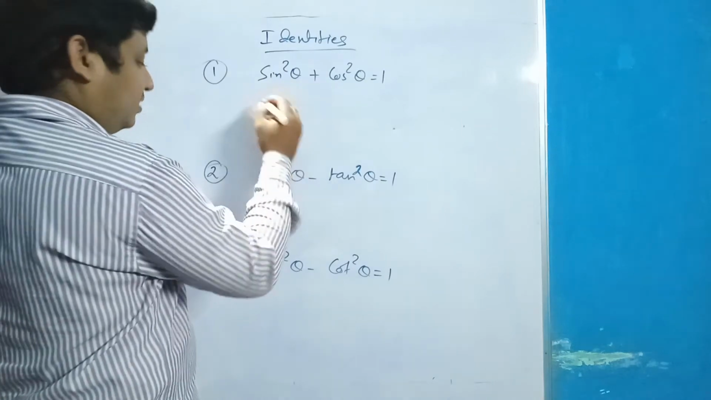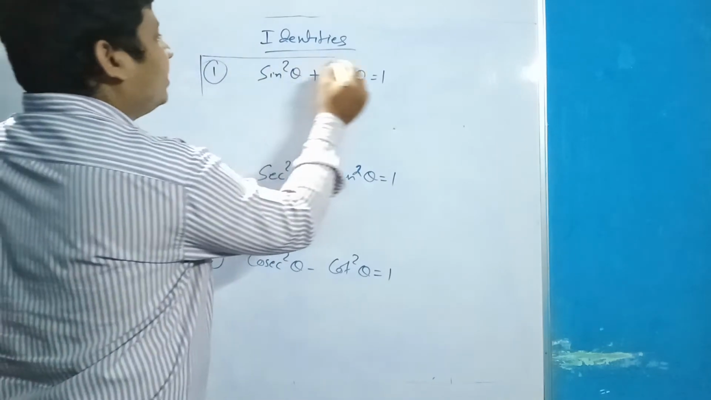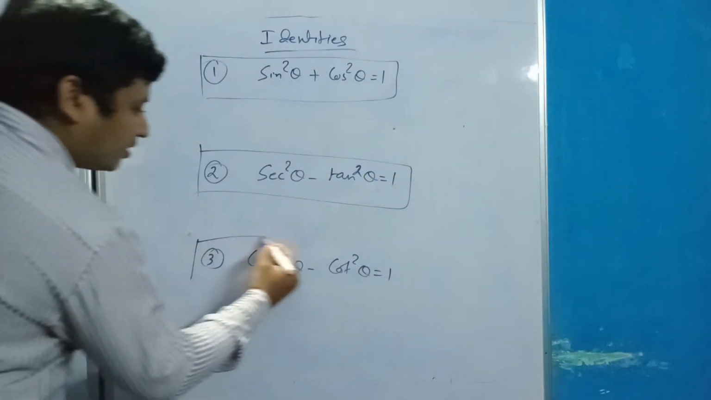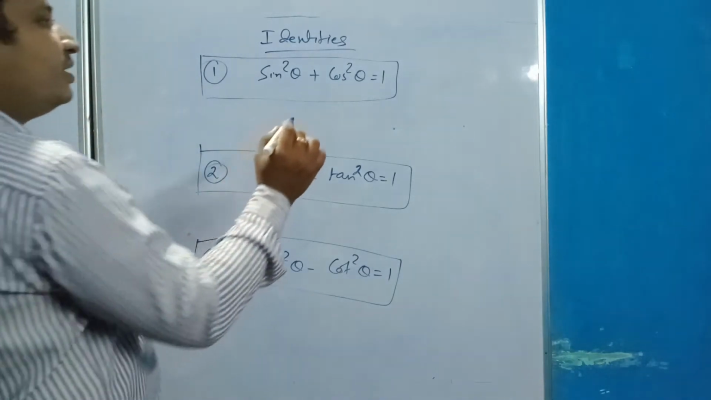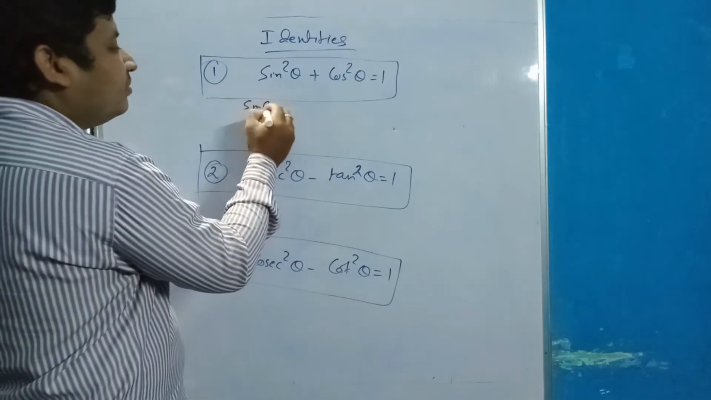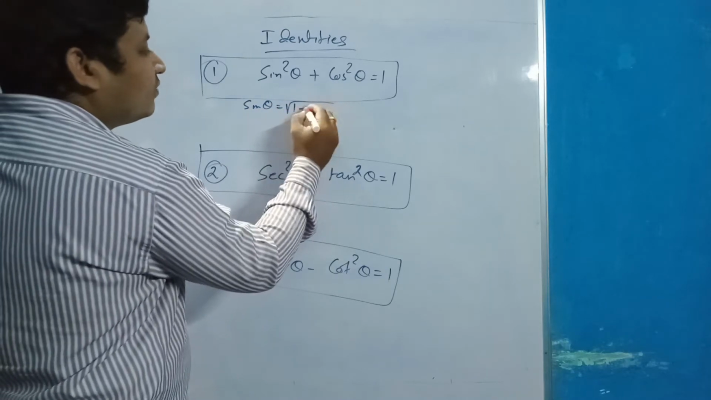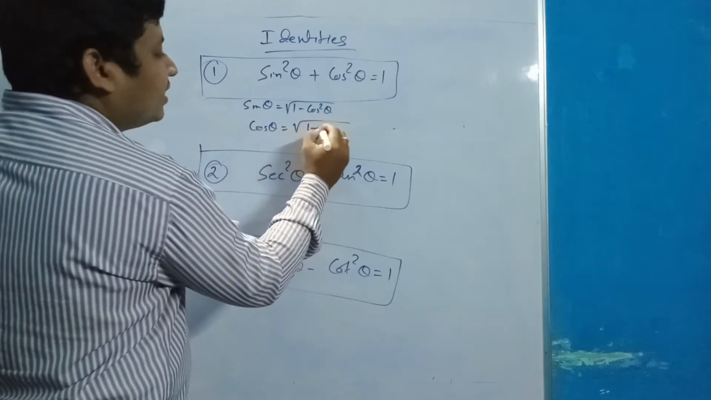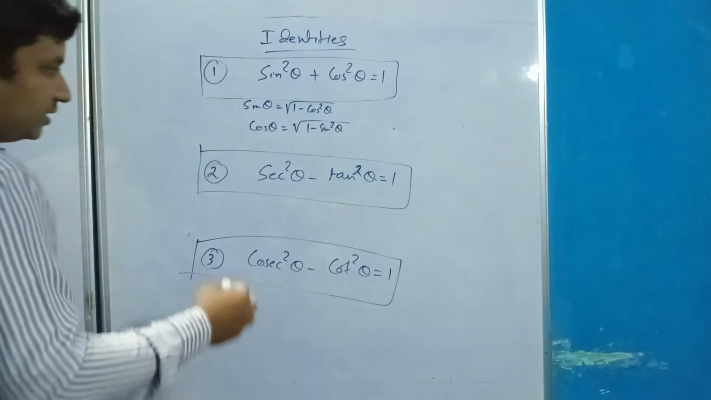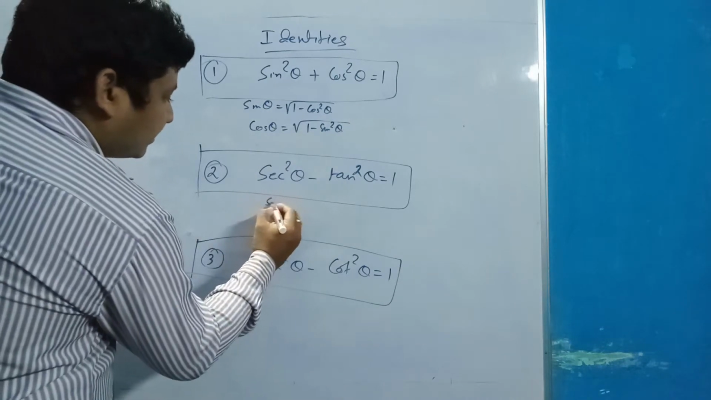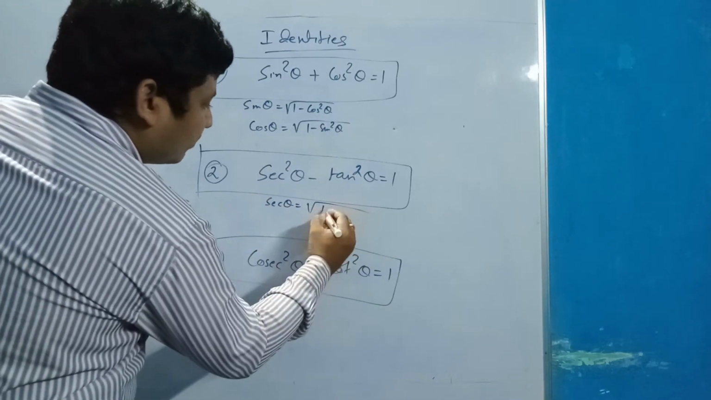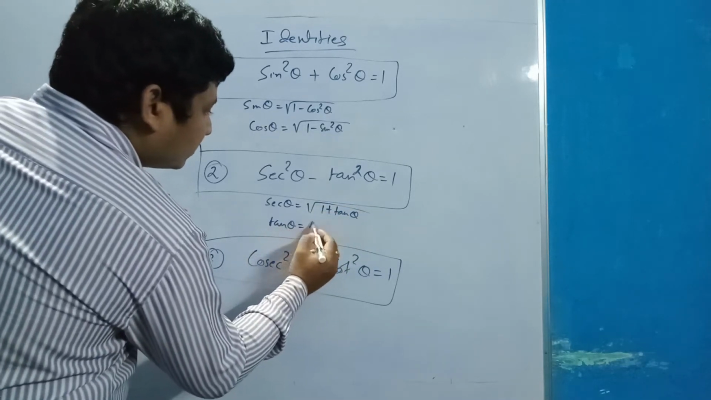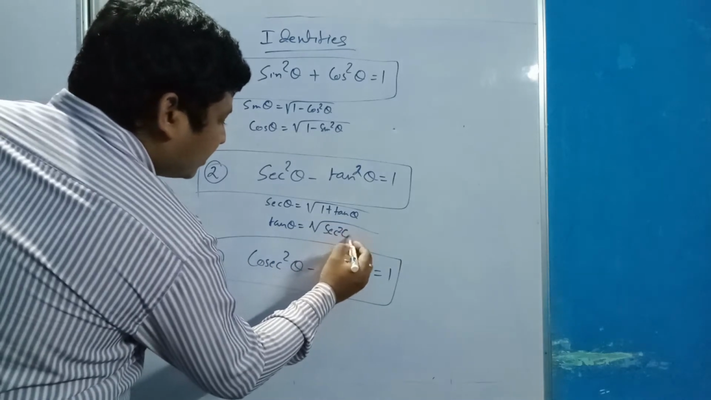Now see, I can write these three are the important identities. I am making it a box, and the rest we will be deriving from here. Any kind of problem it may be, we can solve. So sin theta can be taken as root over of 1 minus cos square theta. Cos theta can be written as root over of 1 minus sin square theta. Next, sec theta can be written as root over of 1 plus tan square theta. Tan theta can be written as root over of sec square theta minus 1.